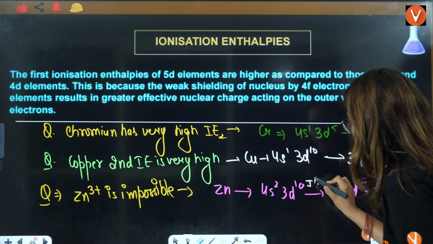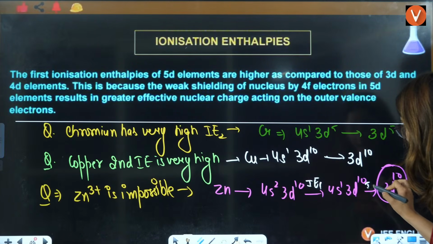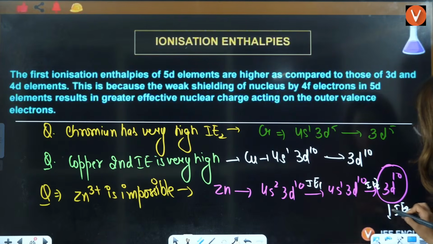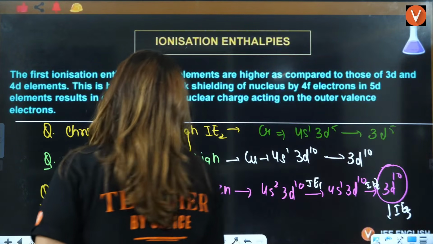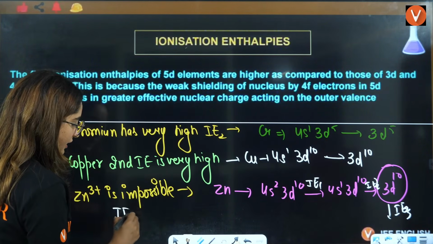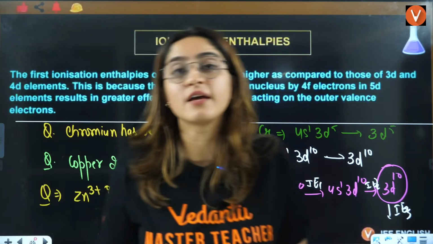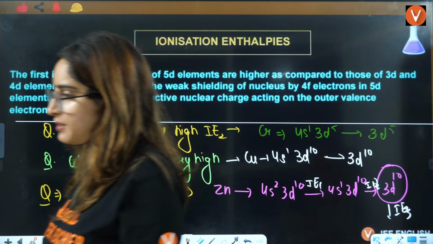This is IE1. This is IE2. And now to take out an electron from this stable configuration, it's very difficult. So that's why IE3 here will be very, very high. That's why zinc 3 positive is not possible.